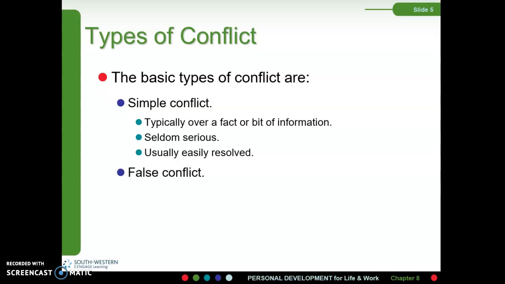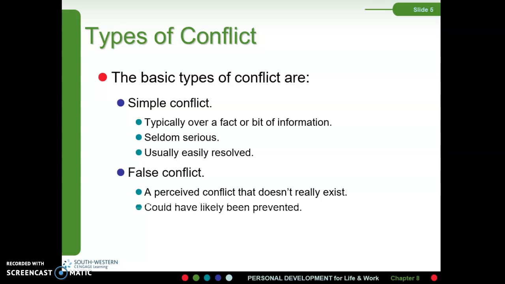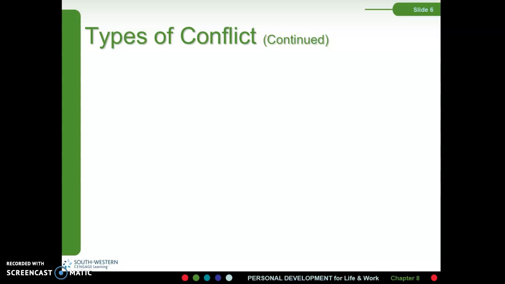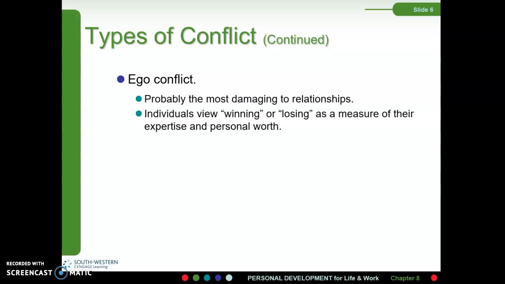Now, the false conflict, that's a conflict that does not really exist. It's perceived as a conflict, but it's really not a conflict. It could have been prevented because it's not really a conflict because it's false. Now, the ego conflict. This is the most damaging type of conflict because it damages relationships. Individuals view winning or losing as a measure of their expertise and personal worth.